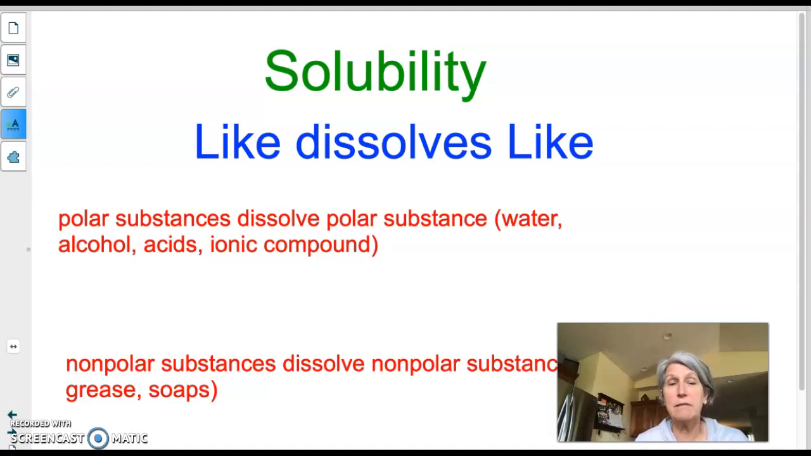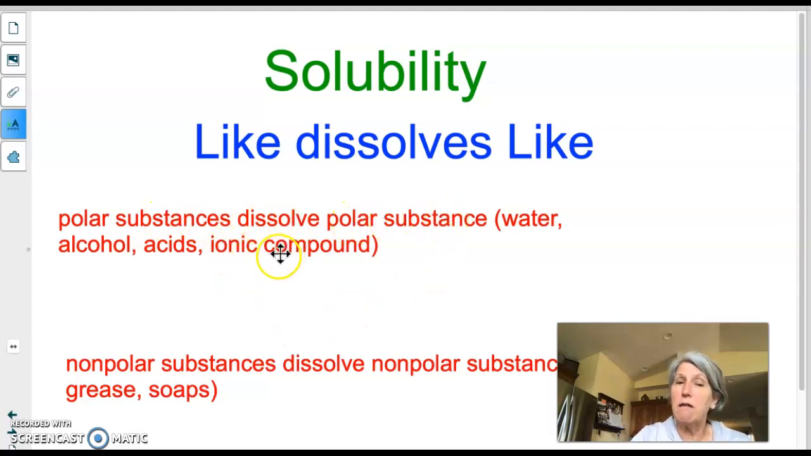As chemists and scientists, we consider this term "like dissolves like," and what that means is that polar substances like water, we know water is a polar molecule, and alcohol has some polarity to it as well, so they will dissolve each other, and that's what we call like dissolves like. So a polar substance will dissolve another polar substance.